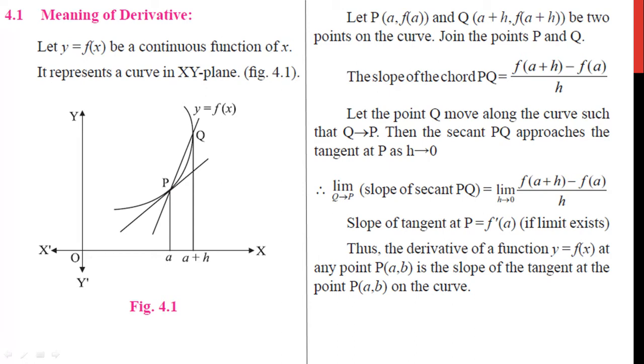So what is our conclusion? Thus the derivative of a function y is equal to f of x at any point P (a, b) is called the slope of the tangent at the point P on the curve. So that's why you can compare the derivative with the geometrical application, that slope of the tangent at P is nothing but f dash of a, that is called the derivative at that point. Now onwards you always remember that the derivative means the slope of the tangent at a given point.